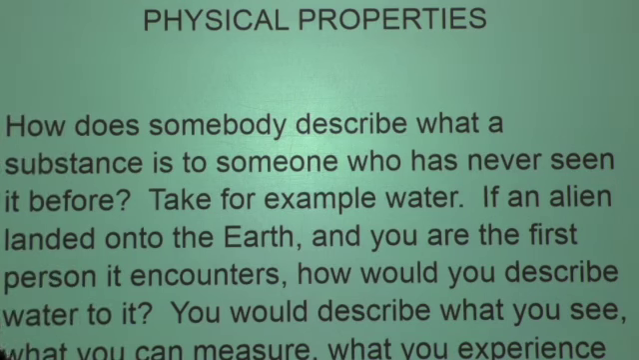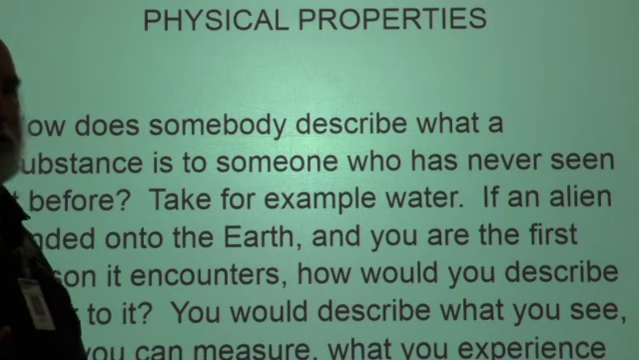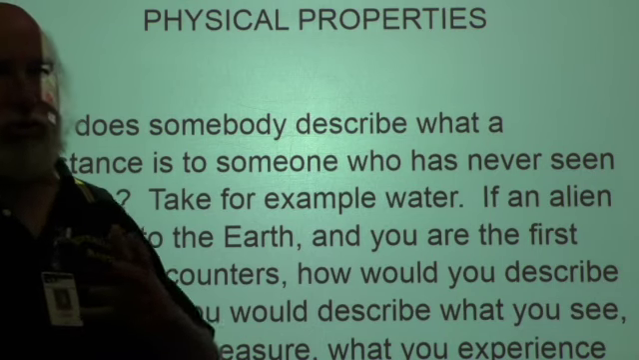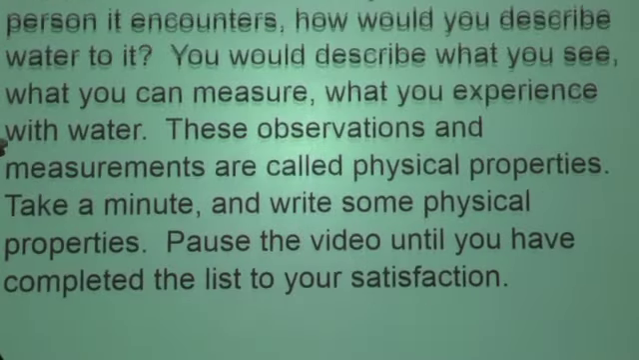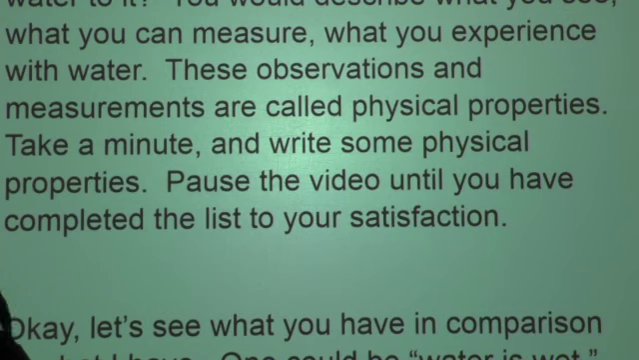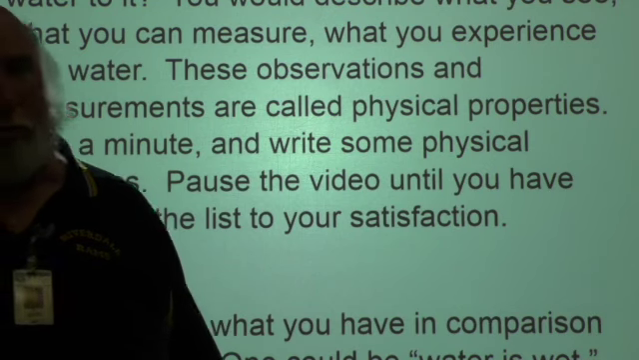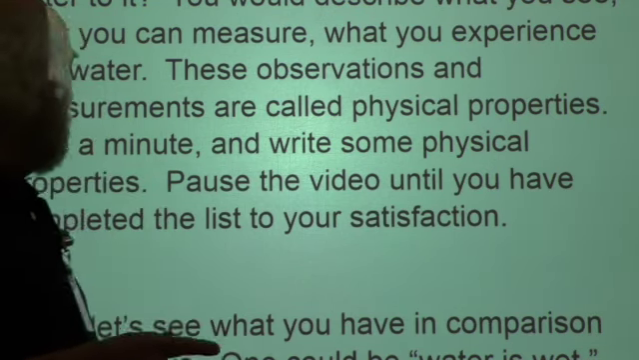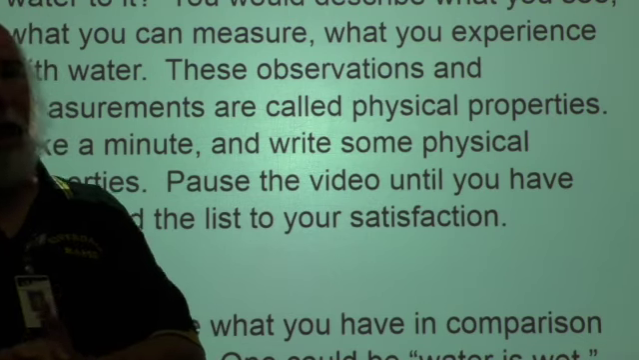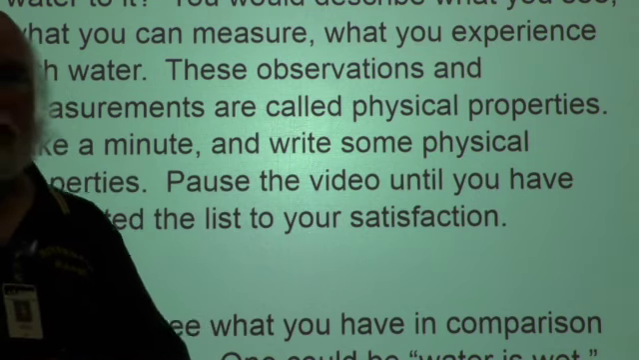All right? So to describe something to its unique characteristics, you need to describe what you can see or what you can measure. Those are called physical properties. Now, physical properties are pretty easy to figure out for the most part, particularly the observable ones. The measurable ones will actually have to take some lab work to it. So what I would like for you to do right now is write down as many physical properties that you can think of about water.